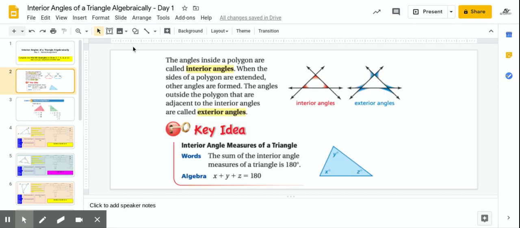So what we need to remember is that interior angles are the angles that are inside of a triangle. Most importantly, those three angles that are inside a triangle must add to equal 180 degrees. We are going to use that fact to help us create our algebraic equations today.